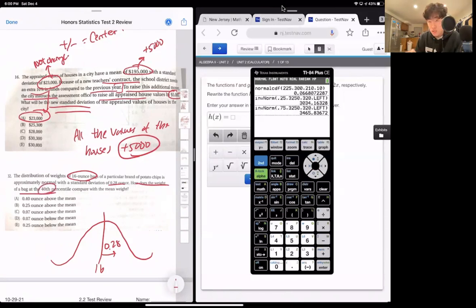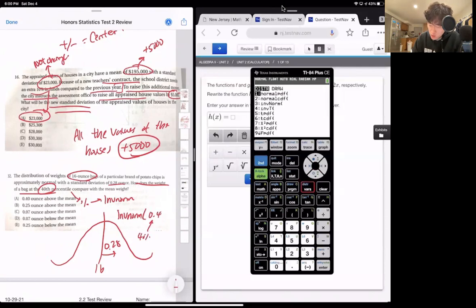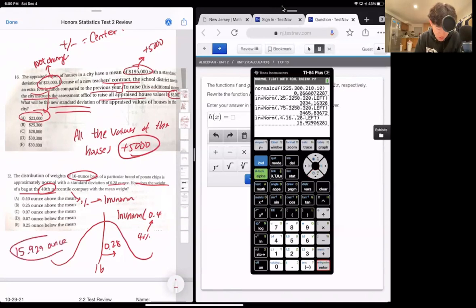So if it's the 40th percentile, again, I'm given the percentile, which means I've got to use the inverse norm for this one. So if I use inverse norm of, let's say, the area of 0.4, because that's 40% in decimal form. So I go to inverse norm here, put 0.4 with the mean of 16 and the standard deviation of 0.28, and then press paste, and I get about 15.929 ounces. That is the weight of the bag at the 40th percentile.